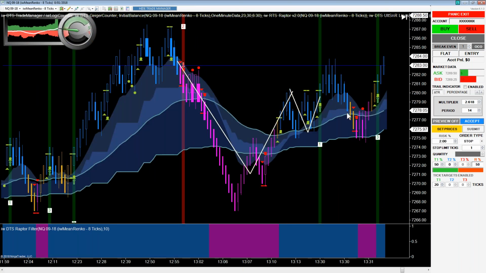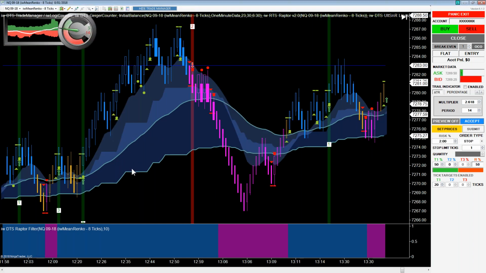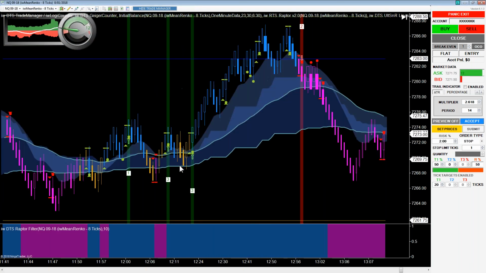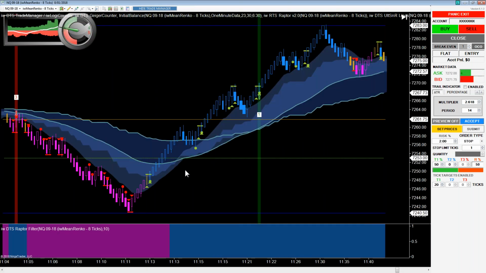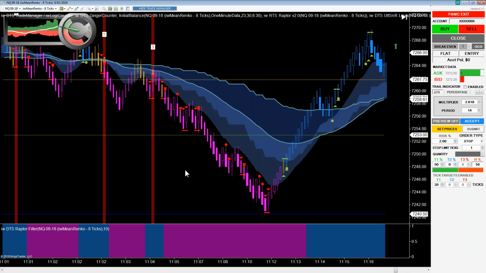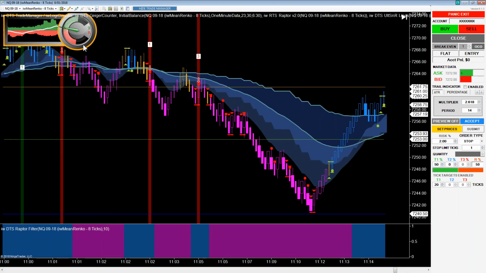Hard edge bounces can occur off of either hard edge, either the faster one or the slower one. And like I said, they're just there to alert you to the possibility of a continuation. I can't find you another good example, but I'll leave it to you to scroll through your charts and find something.